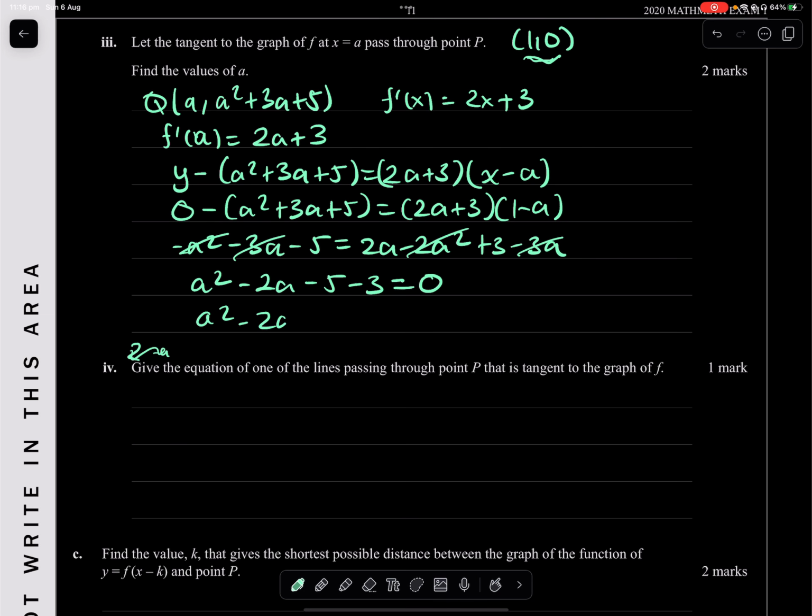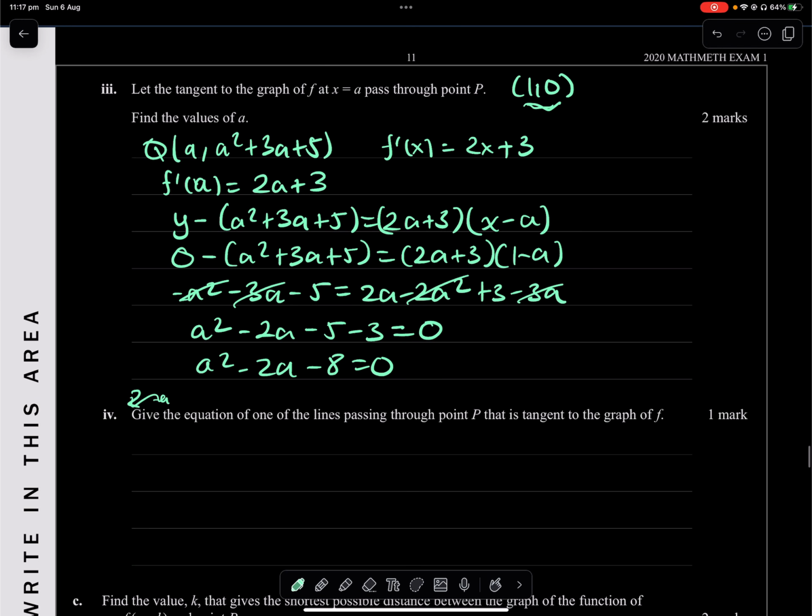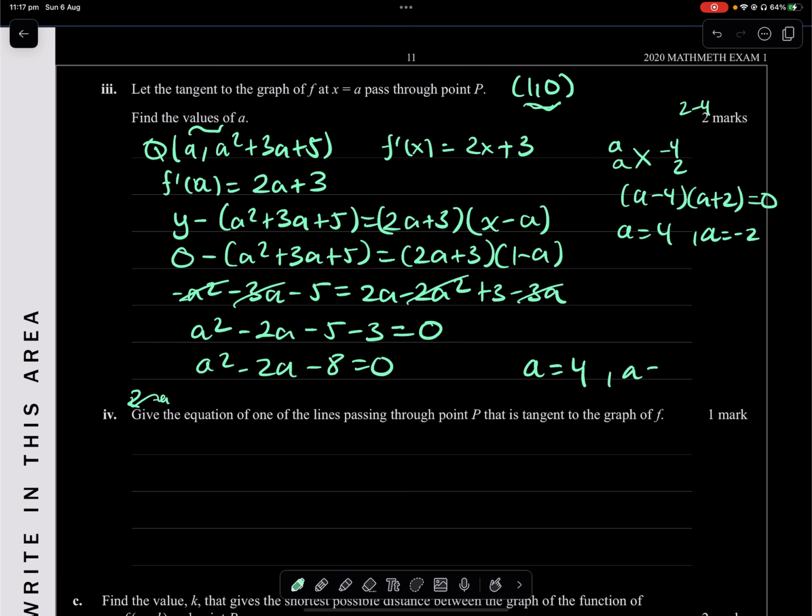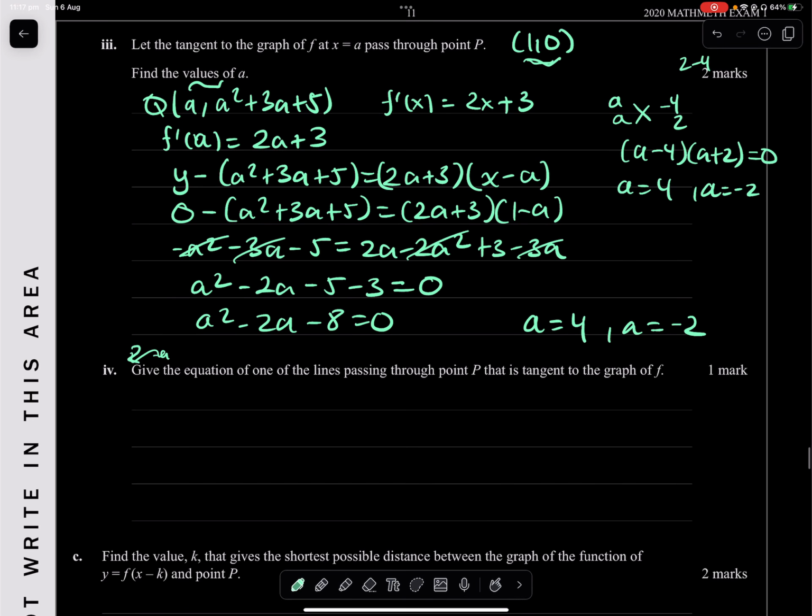A squared minus 2a minus 8 equals 0. So factorize that, negative 4 and 2, so it'll be (a minus 4)(a plus 2) equals 0, where a is equal to 4 and a equals negative 2. Yep, so these are your values. Okay, that was not bad. I was just so confused with that one.